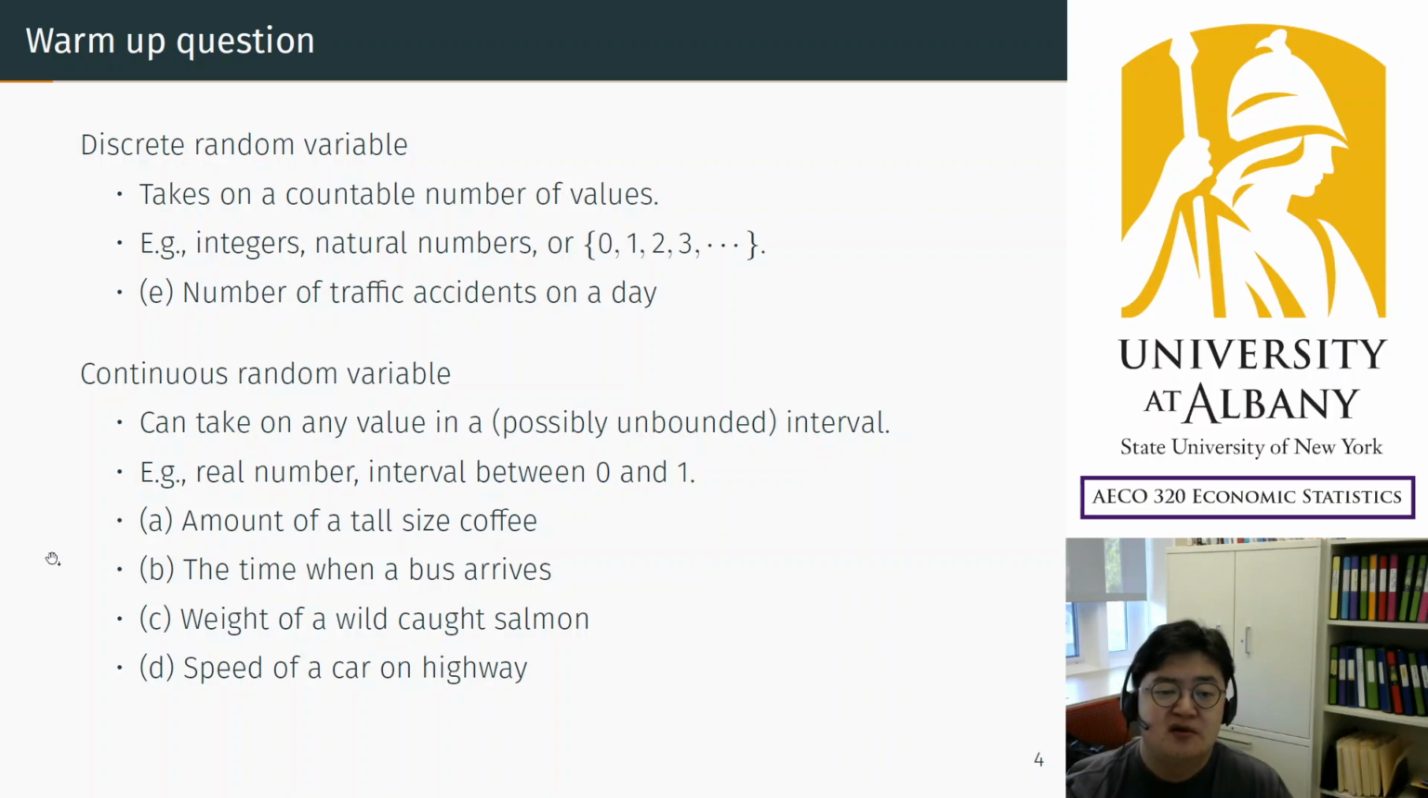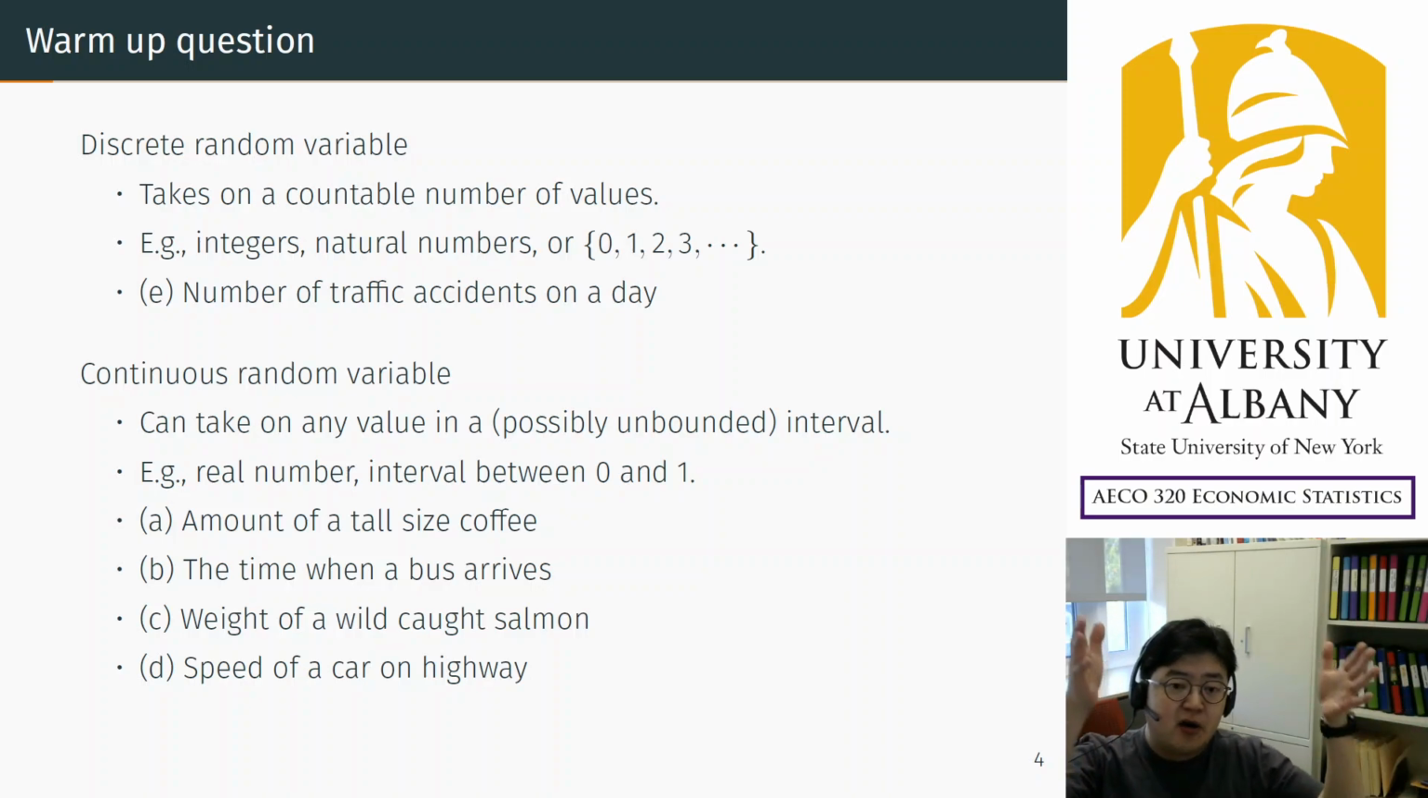Similarly, time can differ by a second or 0.1 second. It doesn't need to be an integer. And weight, similarly, how big is a salmon? I don't know, say 10 pounds or 10.0001 pounds is also possible. Speed is similar, like 60 miles per hour or 60.00001 or 60.1057 miles per hour is also possible. So in these 4 random variables, there is no increment. It is continuous, right? Any number is possible on a certain interval.